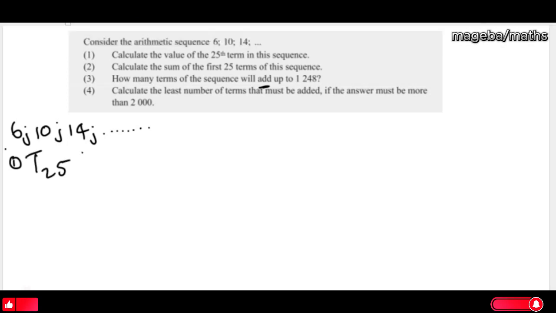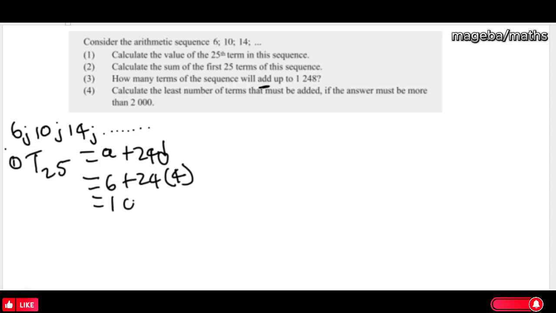T25 is equal to, there's no need of finding the nth term, but if you want to find the nth term, it's fine. So I'm just going to say a plus, since we're at 25, it's going to be 24d, equals to, a is 6, and then 24 into the difference between the two here, which is 4. Then to get the answer, just punch your calculator. It's 6 plus 24 into 4, which gives us 102. So the 25th term of this sequence is 102.